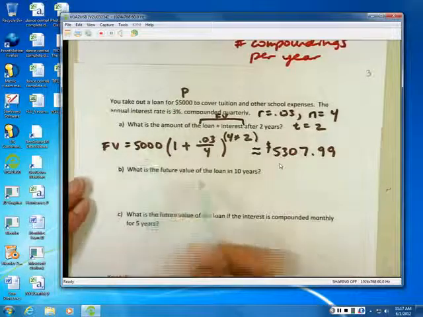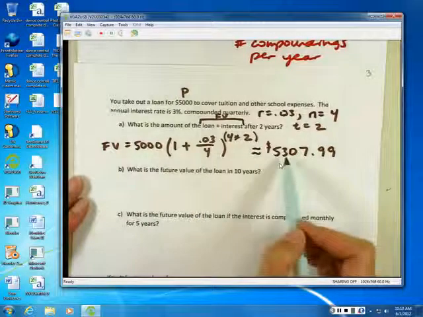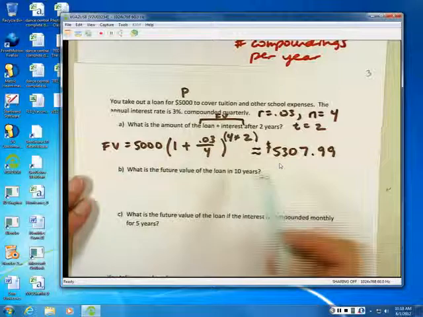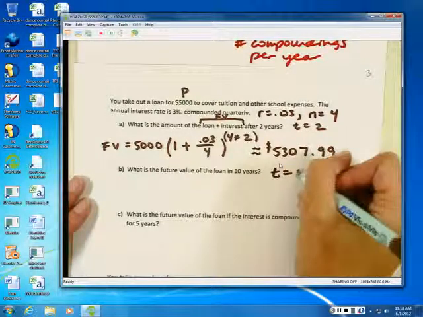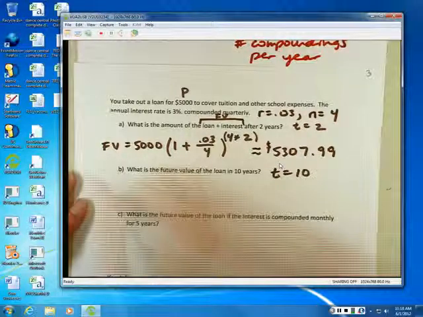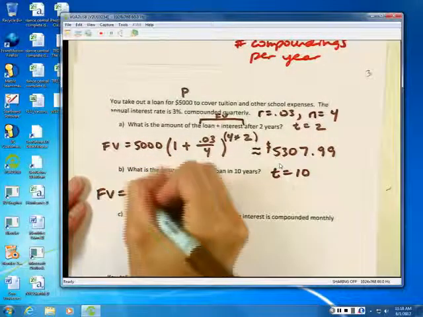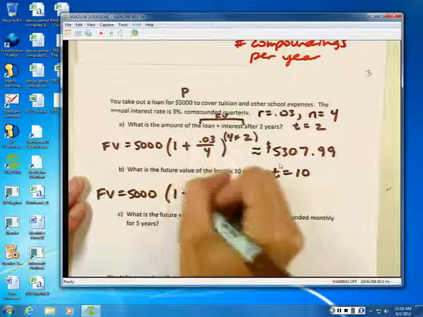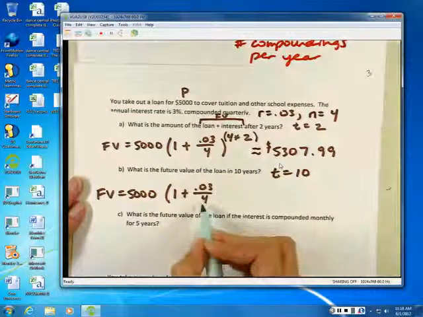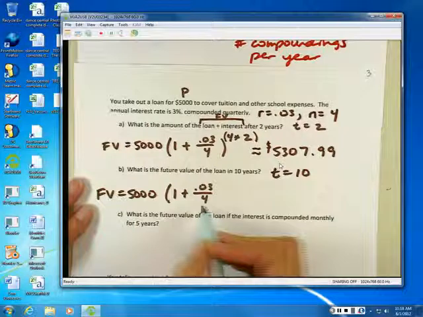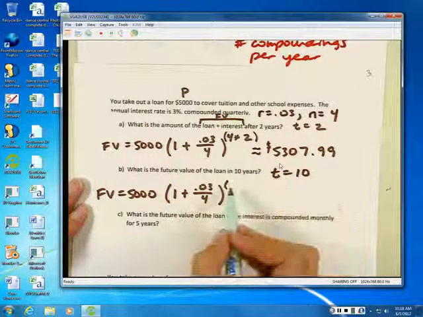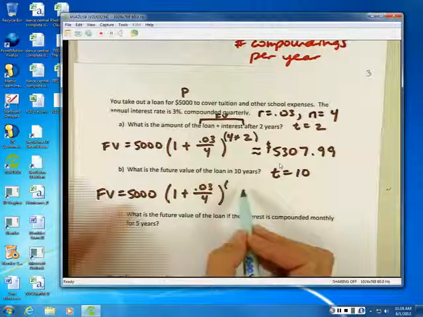What's the future value of the loan? Oh, except you owe that money. Maybe that is bad. What's the future value of the loan in 10 years? So the only thing that changes here is T changes to 10. So now for my future value, I take 5,000, 1 plus 0.03 divided by 4. I haven't changed the number of times I compound per year, still quarterly. What I change is how many times I do that over the course of this 10 years.